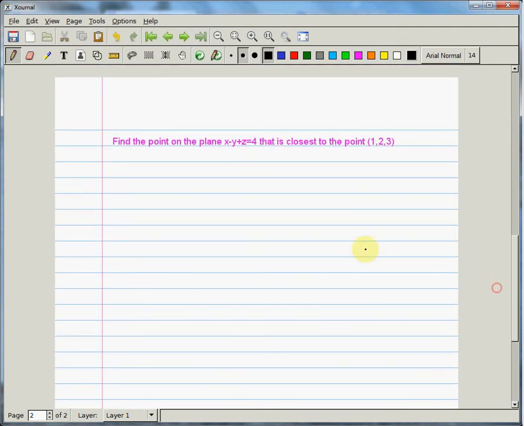Okay. So now we're going to do this problem, and I'm going to set up the equations a little more quickly than I did in the first problem. The thing that we want to minimize here is the square of the distance. That's just the easiest thing to work with. So I want to write down the square of the distance between a generic point x, y, z and this point. So that's just x minus 1 squared plus y minus 2 squared plus z minus 3 squared. And so this is the objective function, and now this is the constraint equation.